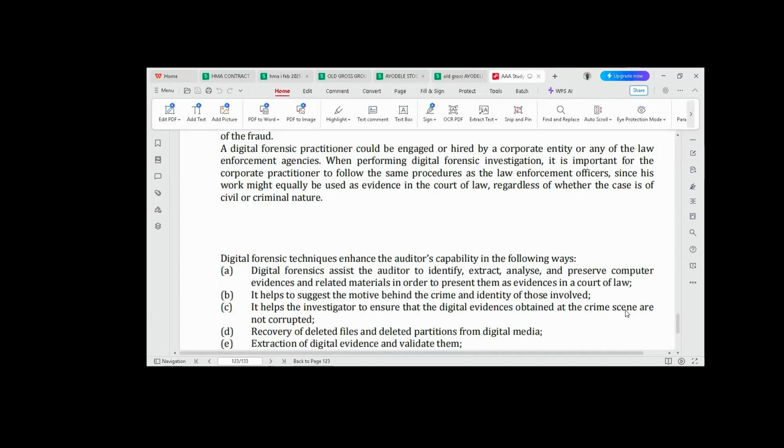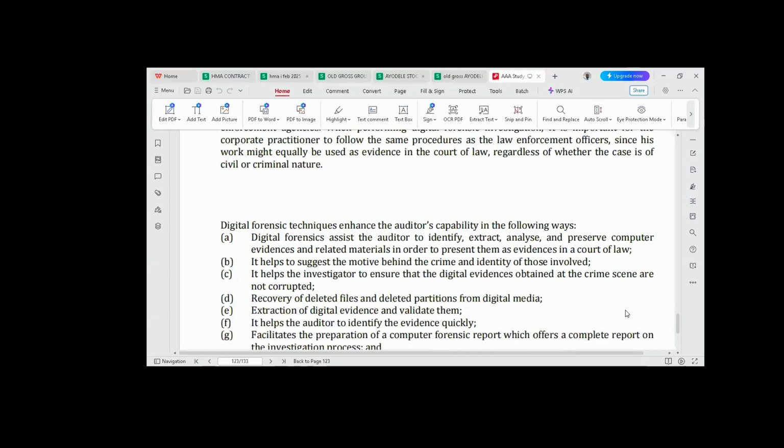Then it helps the investigator to ensure that the digital evidence obtained at the crime scene is not corrupted. That was the main chain of custody. Then it helps in recovery of deleted files and deleted partitions from digital media. So even if you have deleted some files, there is software you can use to recover those deleted files. You have deleted, you sent to the recycle bin, they can still be retrieved.